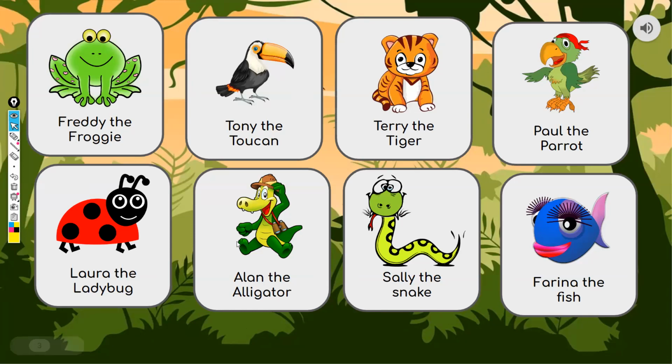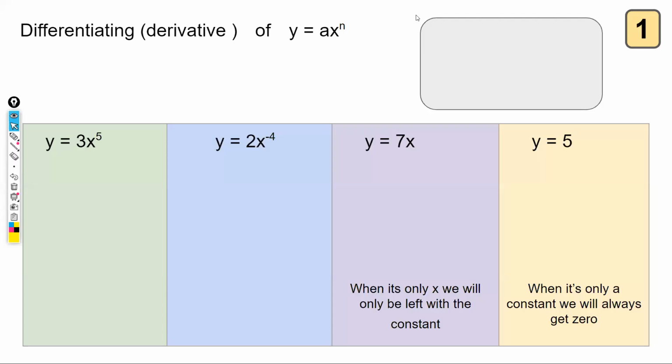So let's start off with differentiation. First of all, I'm going to teach you how to differentiate a very simple expression. Now, a lot of you might be asking, okay, sir is going to show me how to do this thing called differentiating, but you're probably wondering what it does in real life, okay?